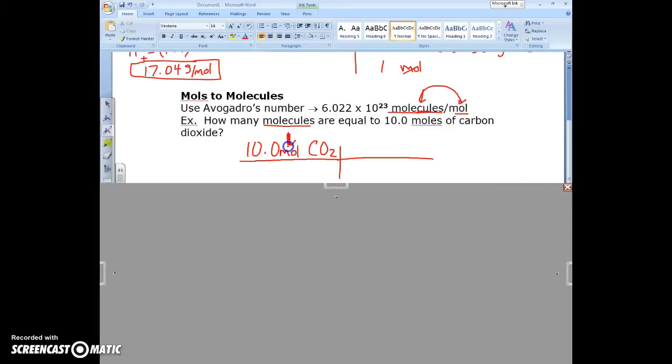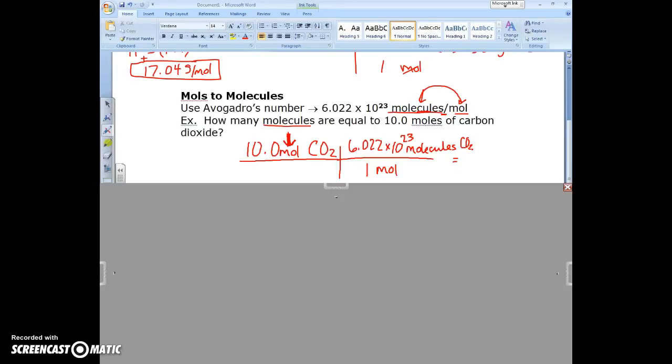Mole is here in that top position of our dimensional analysis, so mole has to go here. And remember, it's 6.022 times 10 to the 23rd molecules in 1 mole. So in 1 mole, there are 6.022 times 10 to the 23rd molecules of carbon dioxide. It's actually of anything, but this time we're talking about carbon dioxide.